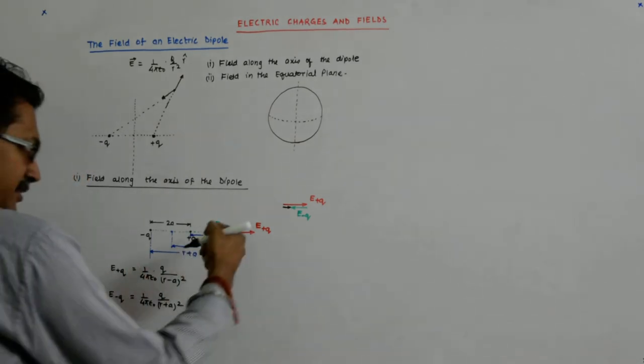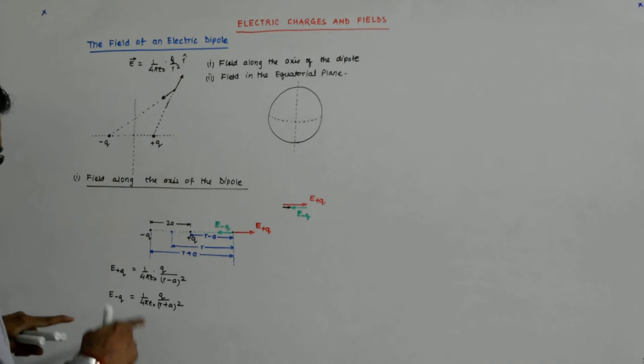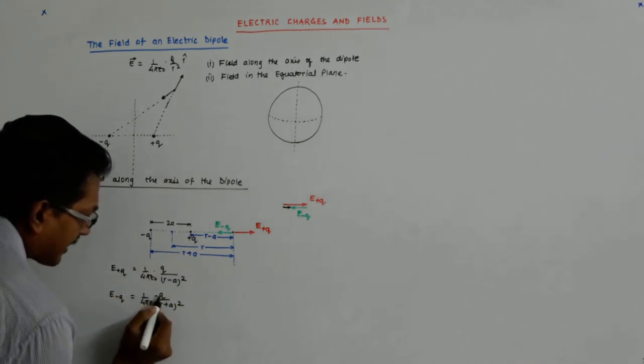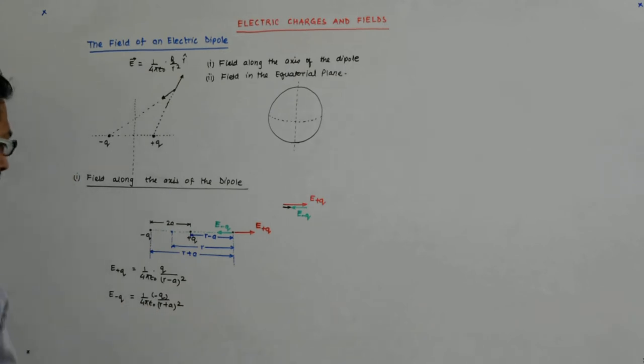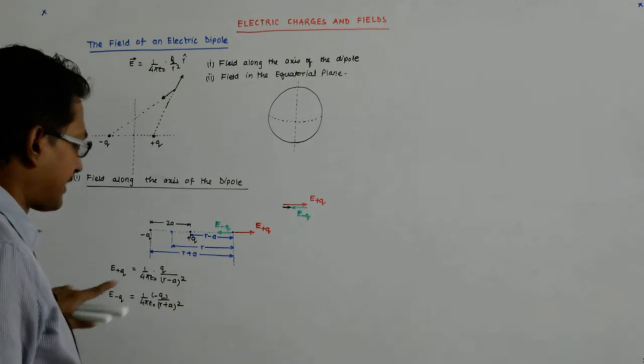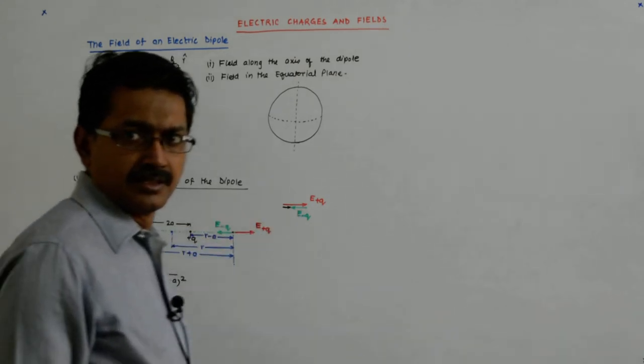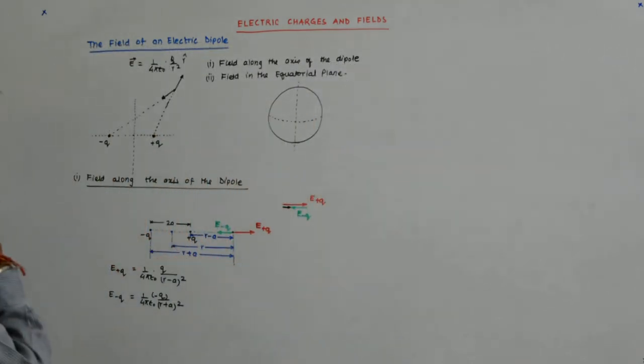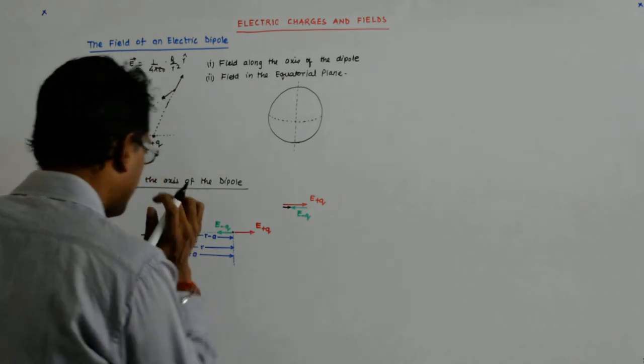So the vector will be in opposite direction. But I am not writing negative here. Or maybe you can write negative. And they are to be subtracted, right? Why? Because the vectors are in opposite direction. So the field at point P.